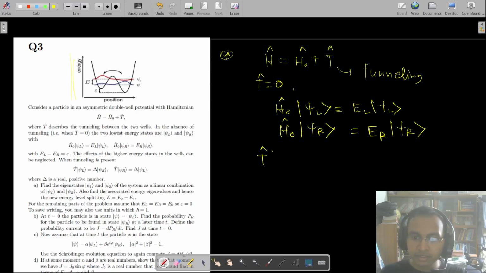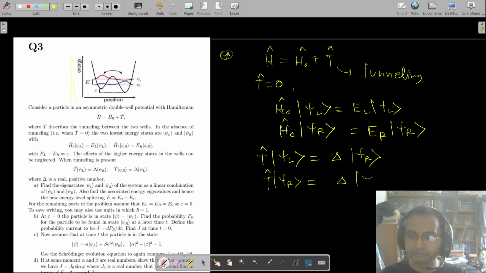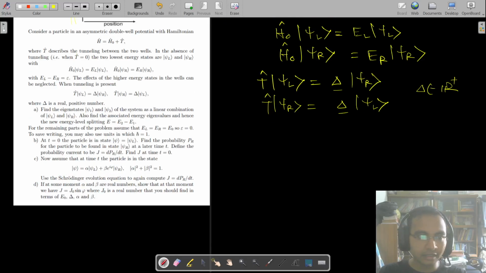When the tunneling is present and it acts on the state psi L, we have the following output, delta times psi R, which basically switches the states, and if it acts on psi R, we have psi L. In both cases, notice the factors are equal, and they are real positive numbers. So with that in mind, let's solve the first problem.